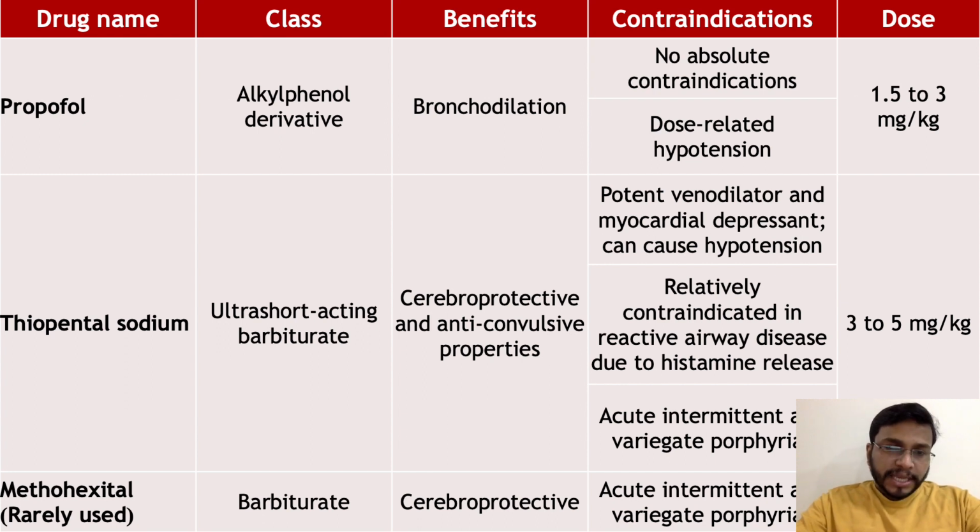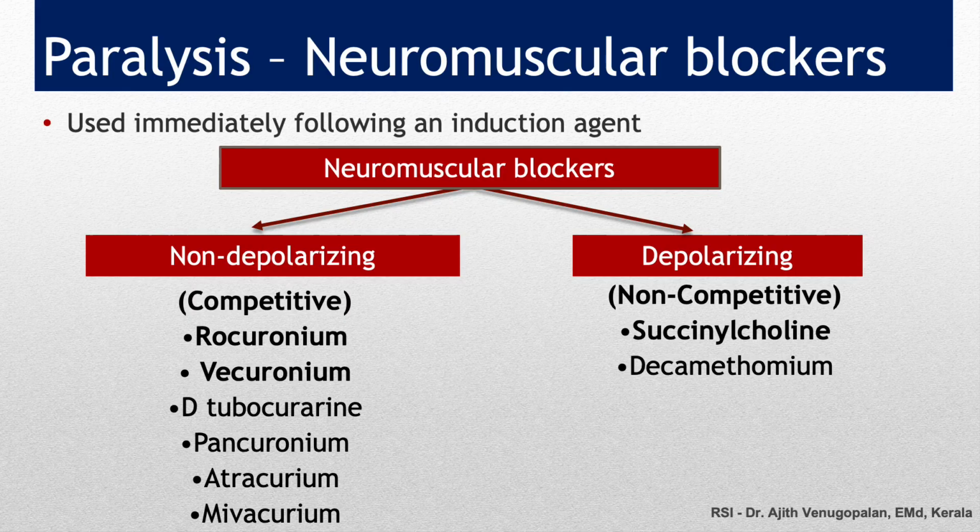Thiopentane sodium is an ultra short-acting barbiturate. It has cerebroprotective and anticonvulsant properties, so that's the advantage that thiopentane sodium has. But the disadvantage is airway issues, and if the patient is having porphyrias, it can have concerns with it. Its dose is 3 to 5 mg per kg. Then a very rarely used drug is methohexital. That's again a barbiturate.